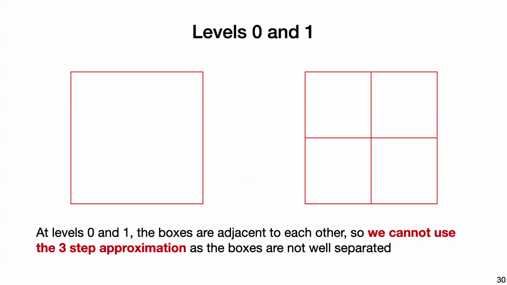So at level 0 and level 1, everybody is near, because in level 0, there's just one box. So everybody's in the same box. And in level 1, everybody is in a neighboring box. There's only 4 boxes. And so at level 0 and level 1, we are not going to use the 3-step approximation that we just described because the boxes are not well separated. Well separated means the box is not adjacent to you.